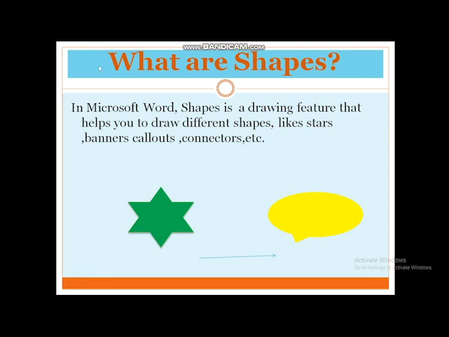First of all, what are shapes? In your maths also you have drawn some pictures like rectangle, square, stars. What are these? These are different kinds of shapes. So in Microsoft Word, we have this feature. Shapes is a drawing feature that helps you to draw different shapes, like you can draw stars, banners, callouts, connectors, etc. So we have different kinds of shapes in this option, like this one, like this callout, and this is the connector.